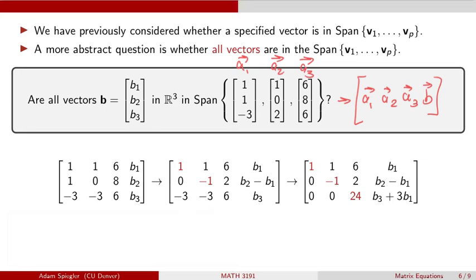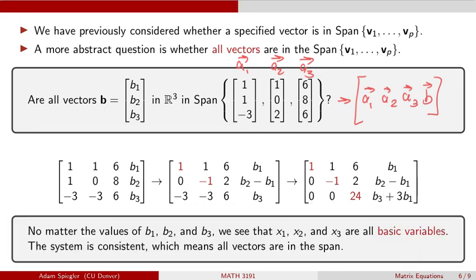But if we're just asking, do we have a solution? Is it possible to solve this system of equations that we started with up here? I can see at this point that yes, we definitely can solve this system because we have a pivot in every column corresponding to variables x1, x2, and x3. So in other words, no matter the values for B1, B2, and B3, which are this last column over here, we can see that x1, x2, and x3 are all basic variables because they correspond to a pivot column. So this system is consistent.